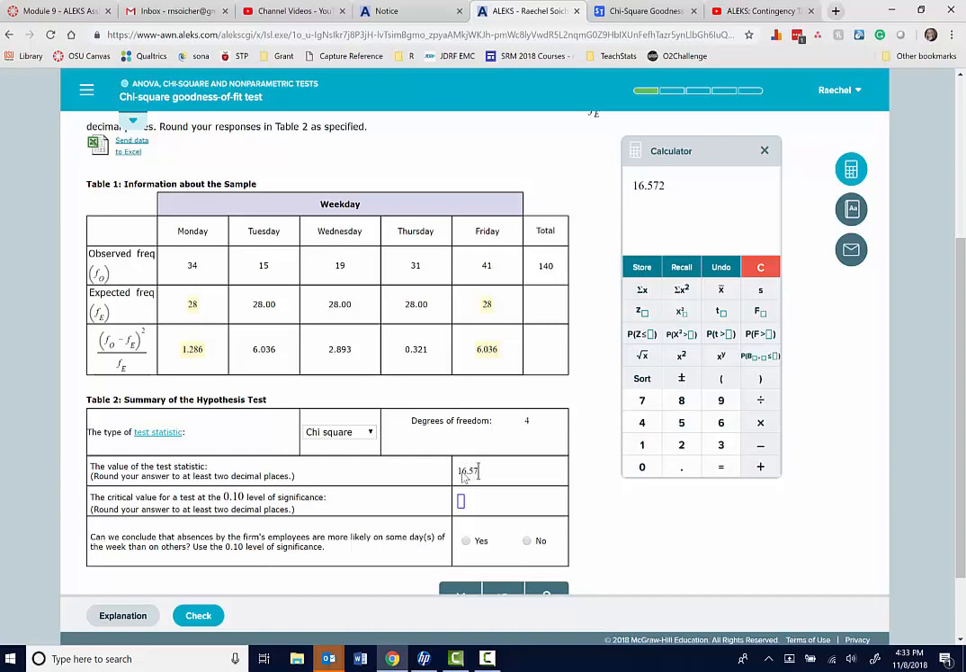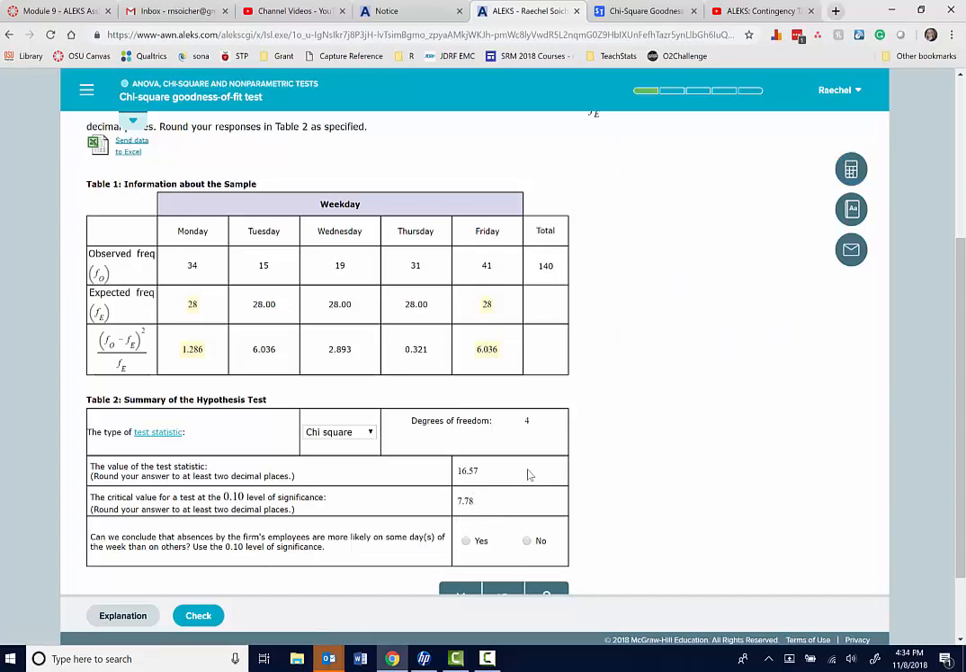16.57. And then it says the critical value for the test at 0.1 level of significance. So we want to come over here to use the chi-square calculator at a 0.1 level of significance with 4 degrees of freedom. Our value should be 7.78. Can we conclude that the absences by the firm's employees are more likely on some days of the week than others? And so what we're testing for here is whether our calculated test statistic, or chi-square goodness of fit test, is larger than this critical value, and it is, so we can say yes.